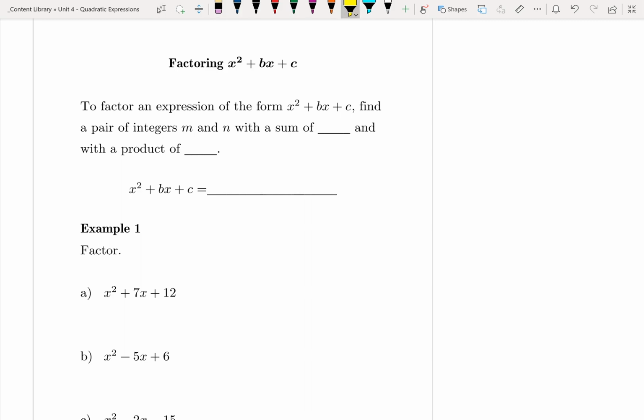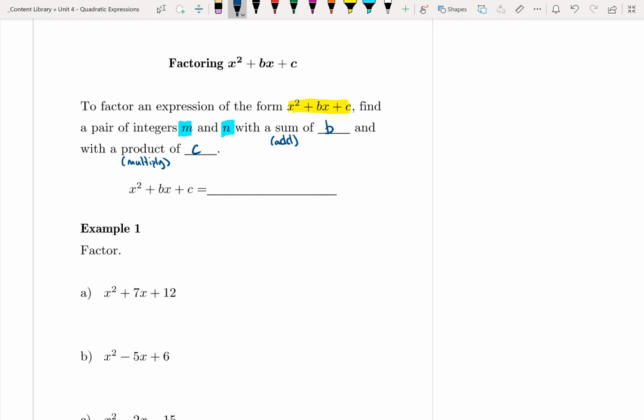So basically, to factor an expression of the form x squared plus bx plus c, we need to find a pair of integers, or basically find two numbers, m and n, that have a sum of b. So basically they add to b. So two numbers that add to b, and the same two numbers have a product, or they multiply to c. So basically we're finding two numbers, when you add them, they add to b, or your middle number, and when they multiply, they work out to c, or your last number.